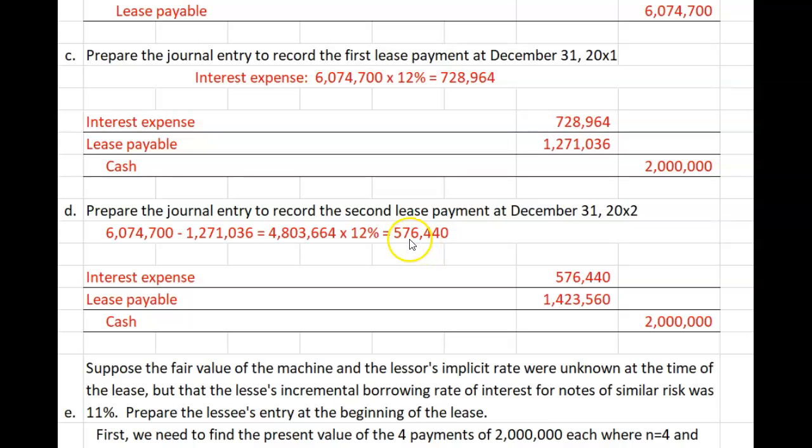Debit interest expense for $576,440. Credit cash $2 million. And the difference is debited to lease payable.